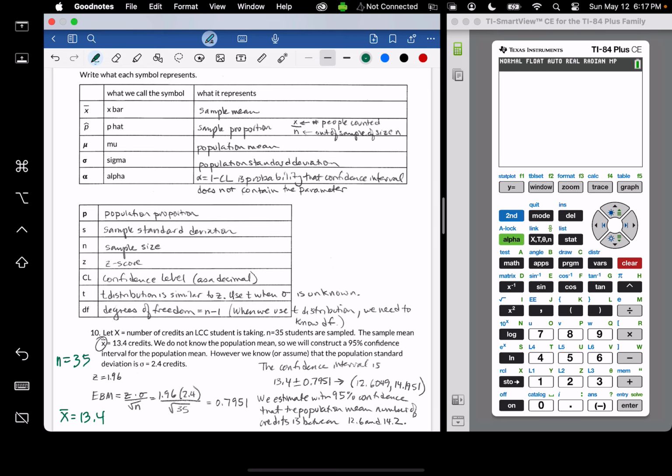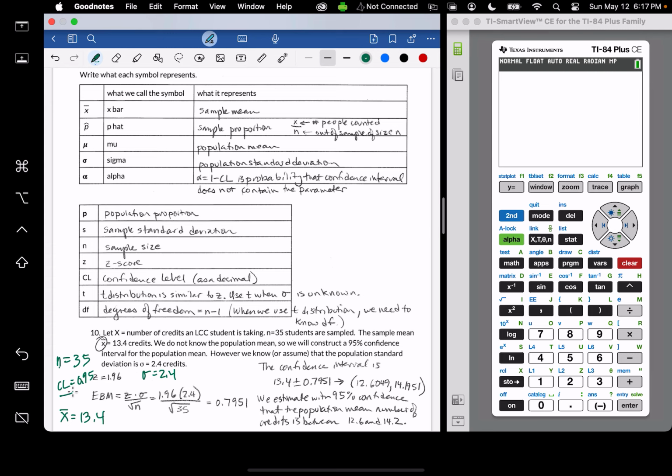When you attach the symbol to the number, you're doing yourself a huge favor, which is why I'm reviewing what all the symbols are for each quantity. We do not know the population mean mu. Confidence level is 0.95. We do know that the population standard deviation is 2.4. So sigma is 2.4 credits.